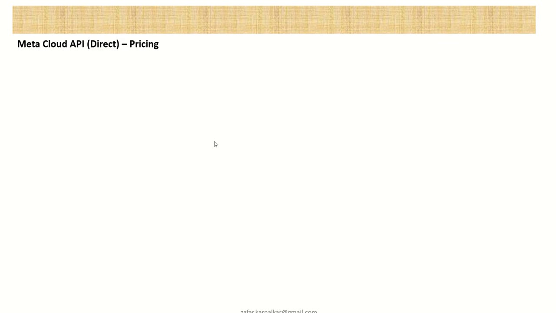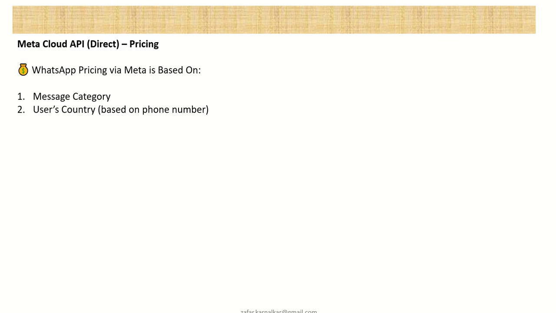Okay, so let's have a look at the Meta pricing. The WhatsApp pricing via Meta is based on two main categories. One is the message category, and the second is the user's country. Based on the phone number, they identify where we are sending the message. So those are the two main categories, and the pricing differs based on them.